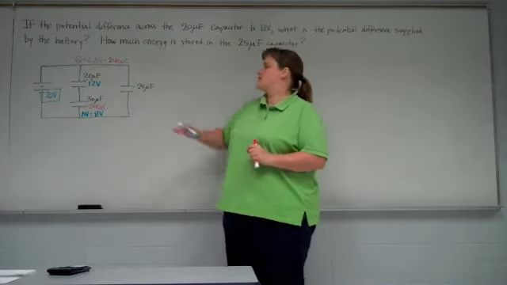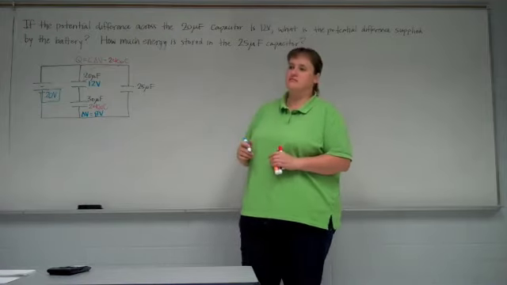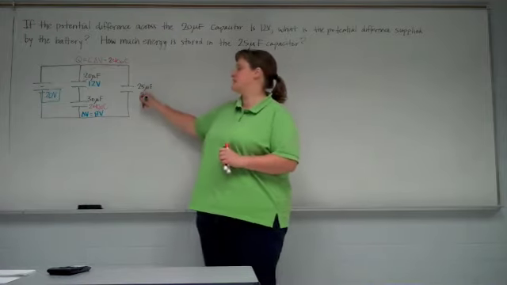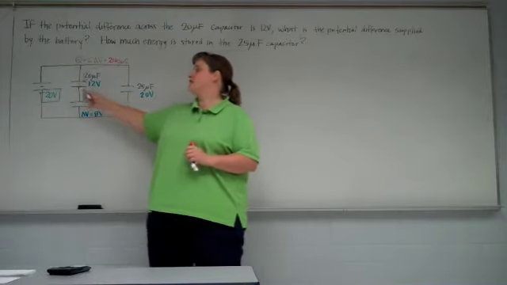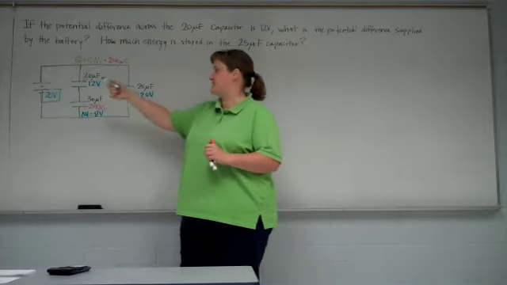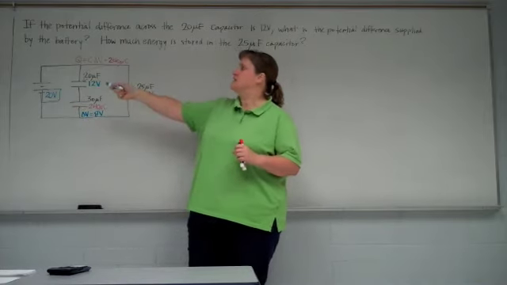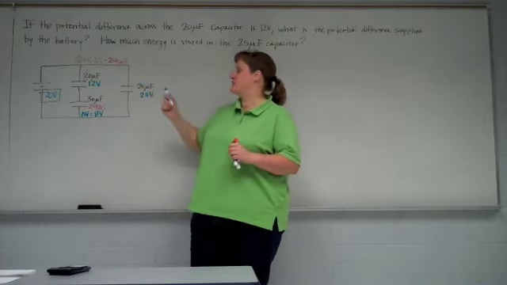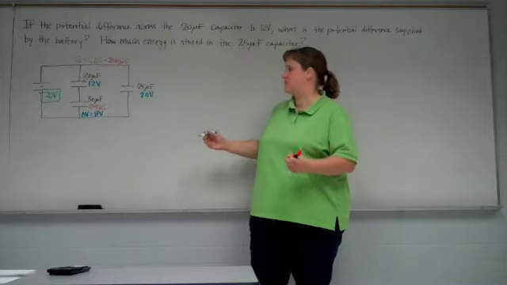So what do we now know about the 25 then? It has to have all 20 volts. If we take our little path and go around the outside loop, the only element in there besides the battery is this capacitor. So if the battery puts in 20 volts, this capacitor has to take out the 20 volts.